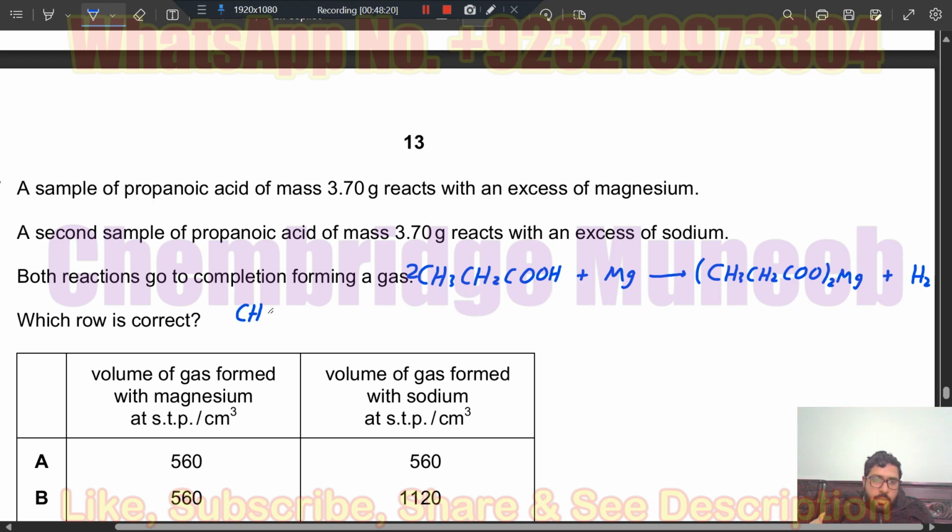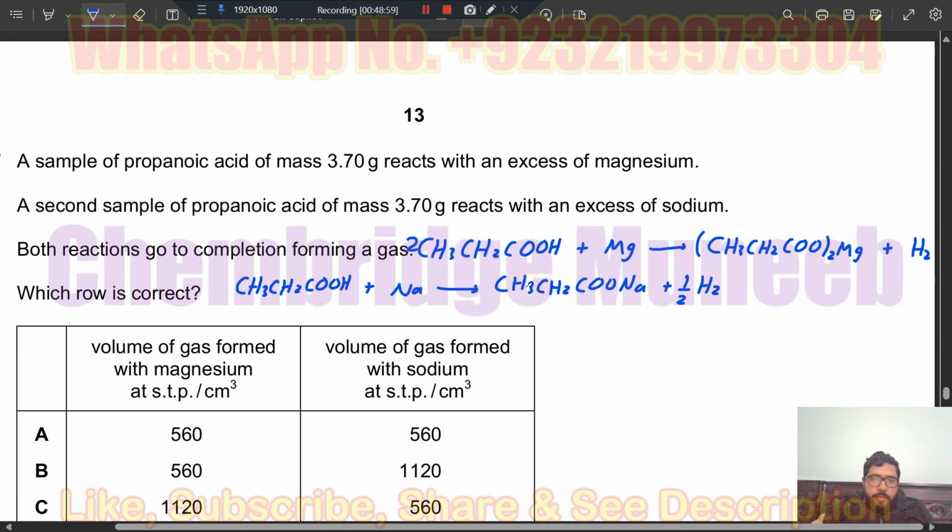So it is written like this: CH3CH2COOH plus sodium, and as a result of this, again we have a salt of sodium, called sodium propanoate, CH3CH2COONa plus H2. Now to balance this equation, we should have one hydrogen atom over here, which means I will write half of H2. So it is also balanced now.